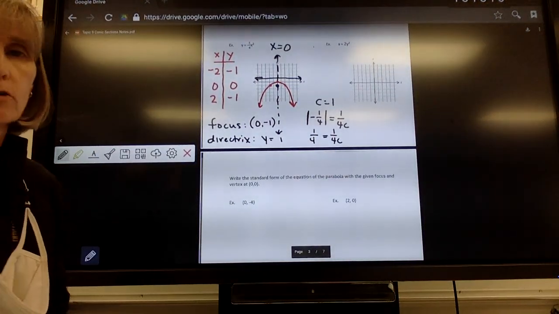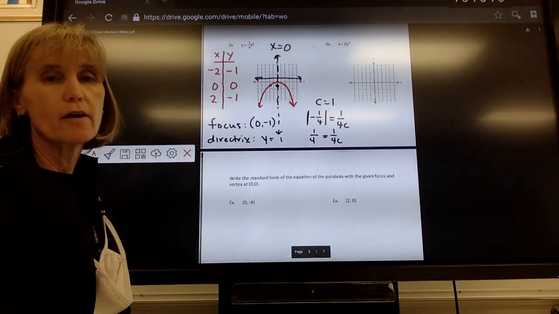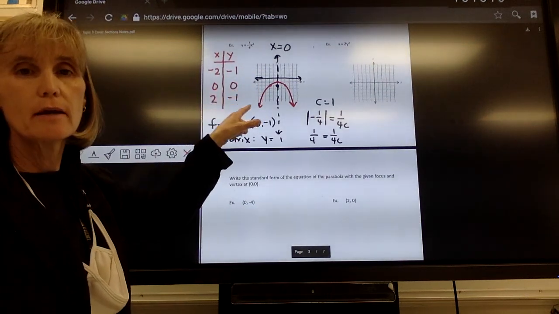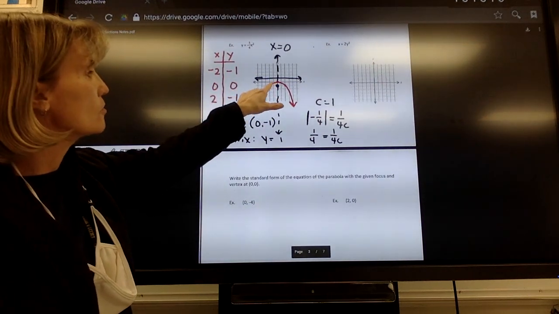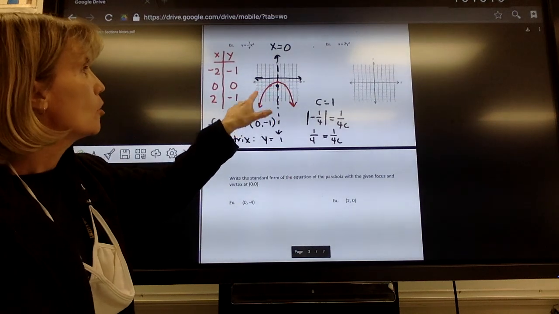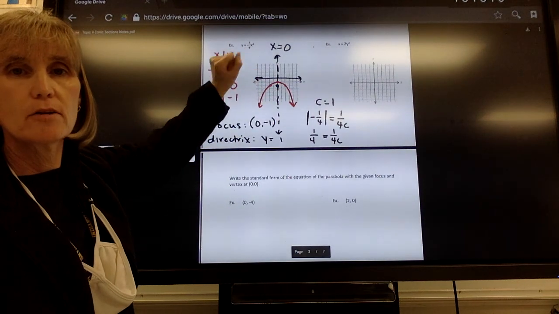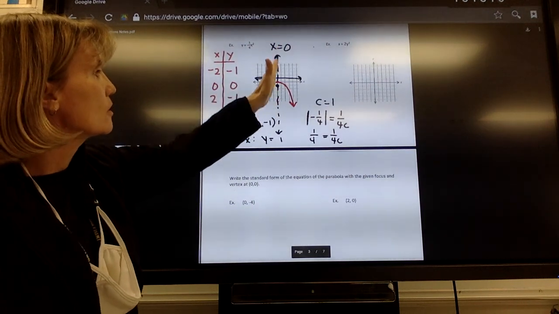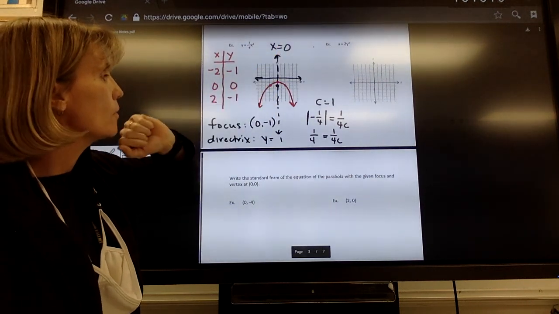Okay, hopefully you went ahead and completed these two graphs in your note packet. If you did this third example here, this is what it looks like. The parabola has a vertex at (0, 0). It's opening down, which is what I would expect because the a value is negative. The axis of symmetry then is a vertical line, so it would be x equals 0.